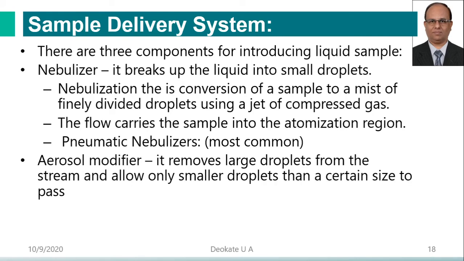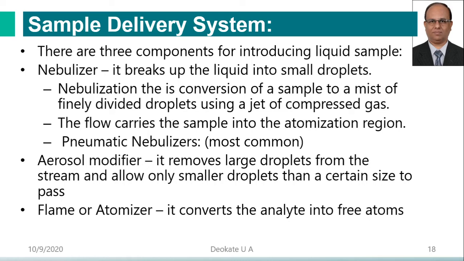Okay, so the second one is your aerosol modifiers. It removes large droplets. There are baffles provided in the mixing chamber, okay, where the large droplets get adhered, and they will come out as an exit or vent through the bottom of the flame. Okay, so they are not allowed, because they will change the total temperature of the flame. Okay, before they reach the flame, they have to be removed from the burner system. Okay, so that is done by providing certain baffles. It removes large droplets from the stream and allows only droplets smaller than a certain size to pass.